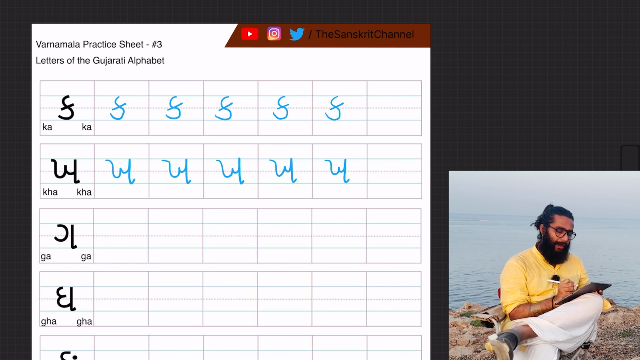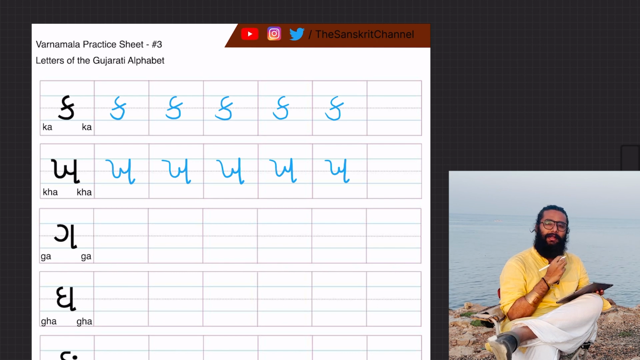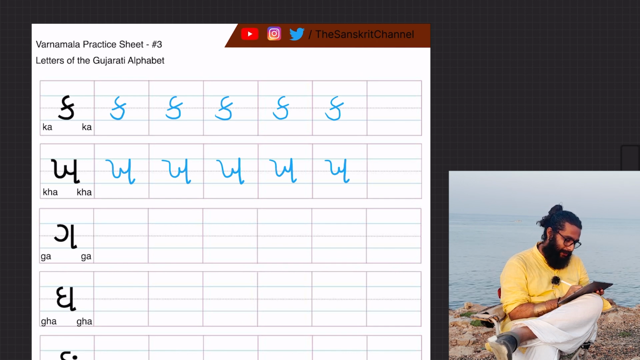Kha. The next consonant is a softer version from the pit of the throat again. This is a Sarala Shabda, as it is called. It is ga. It is written like this.